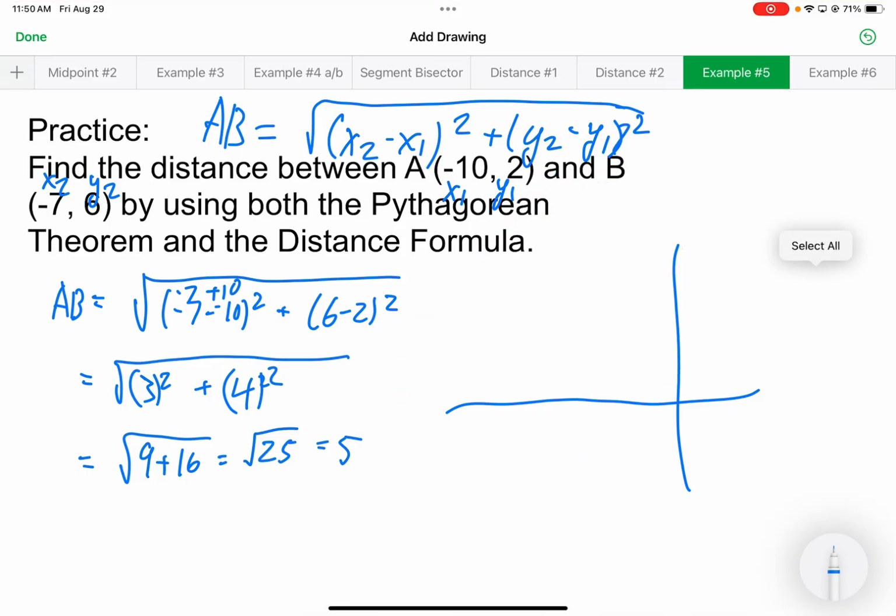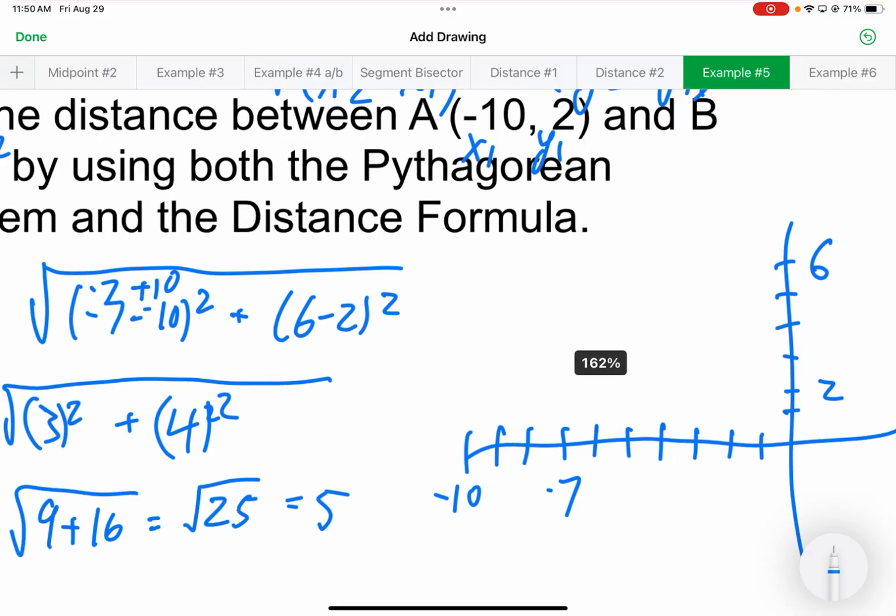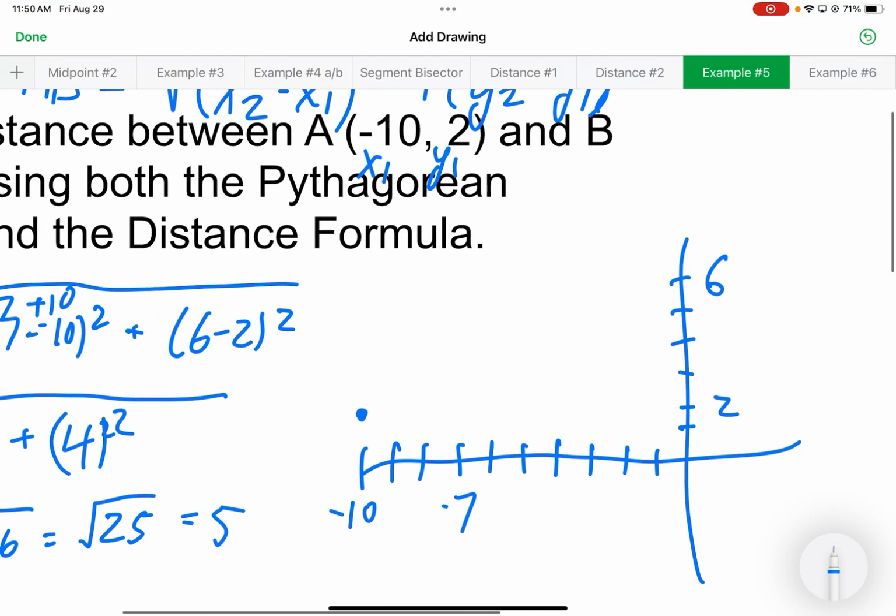So then I would do -10, so I don't know, 1, 2, 3, 4, 5, 6, 7, 8, 9, 10. So then that's -10, and then 9, 8, 7, so -7 we're going to use. And then my y values are 2 to 6, so 1, 2, 3, 4, 5, 6. Is this the most accurate graph you've ever seen in your life? No, it is not, but that's all right. We just got to be careful about how we count our points. We should be all right. All right, so (-10, 2) is going to be like right over there. And then let's see, (-7, 6) is like right over there.